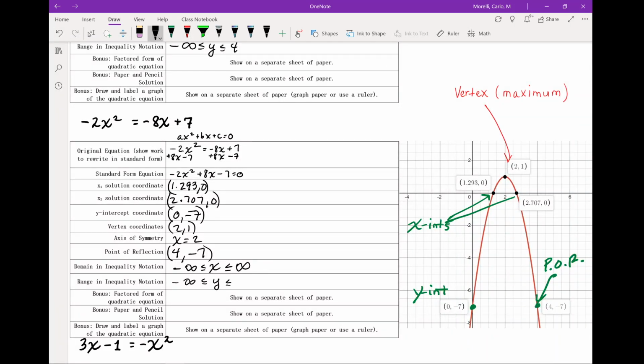I'll say it again. When it's a maximum, when it's a downward sloping quadratic curve that looks like a hill with a mountaintop, the range is negative infinity all the way up to the y value of the vertex. So that's negative infinity less than or equal to y, less than or equal to 1. Oh yeah, because 1 is in the y place. Oh, I get it now. Yeah, now I get it.